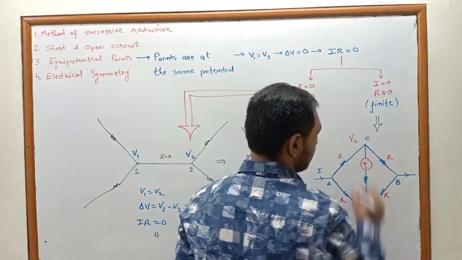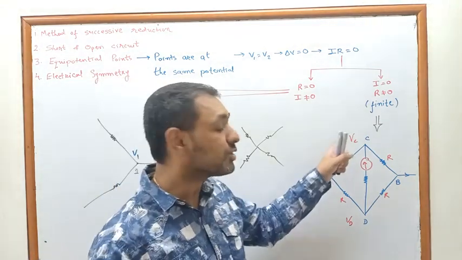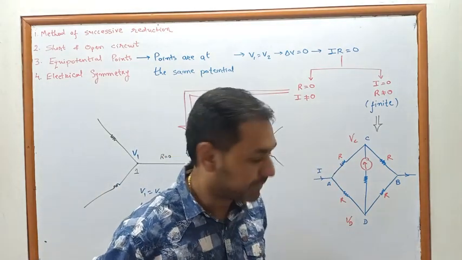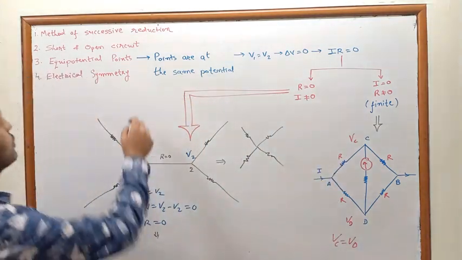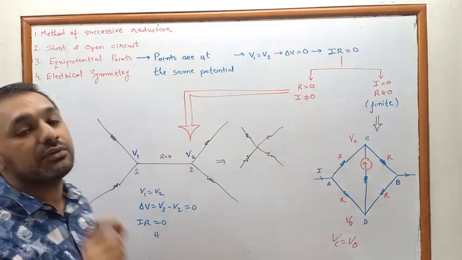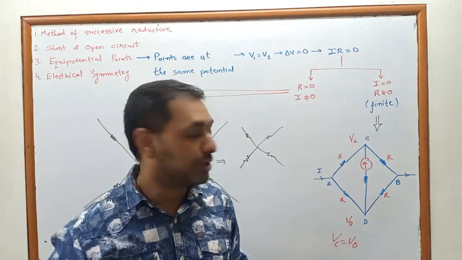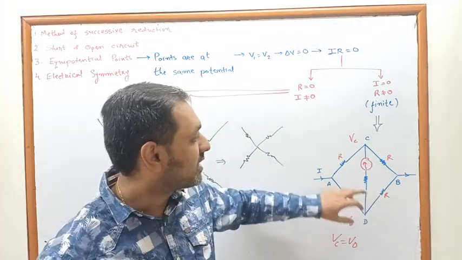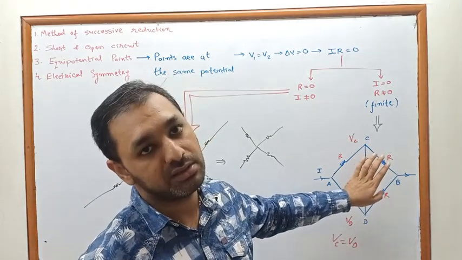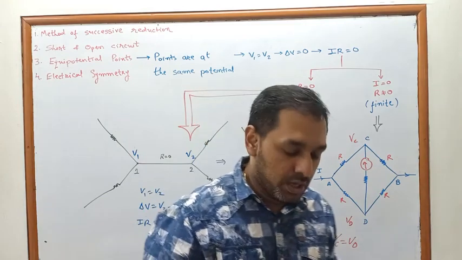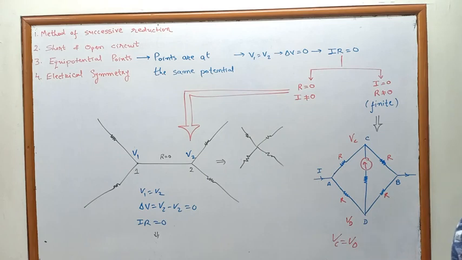It means potential of C and potential of D both are same. So VC is equal to VD. So C and D are equipotential points. In such cases there is no current through this resistor, so you can remove this particular resistance. How to use this, we will see in our next video when we discuss some complex network examples.